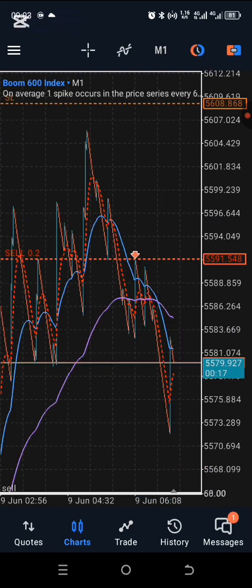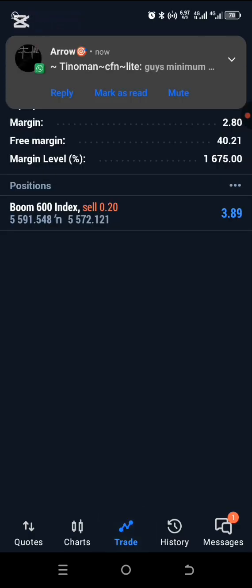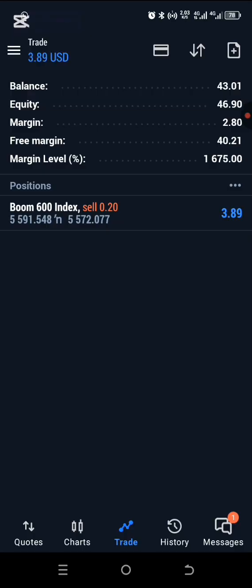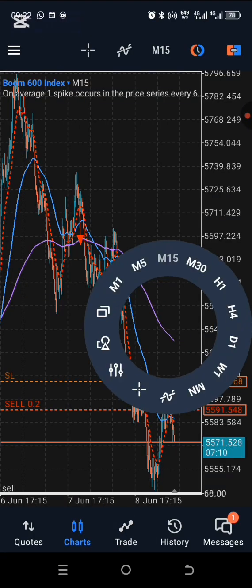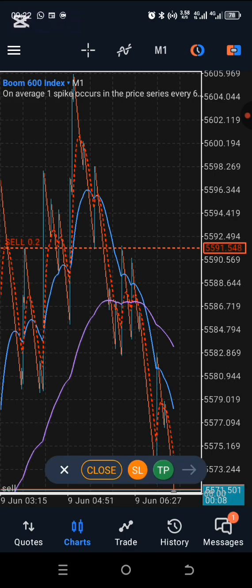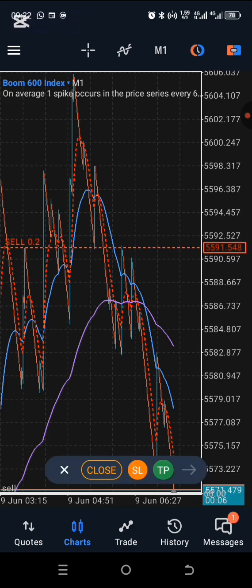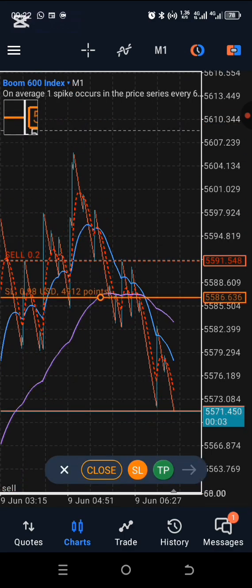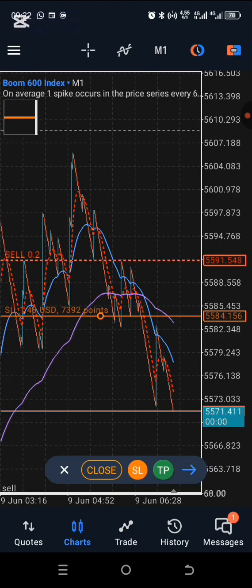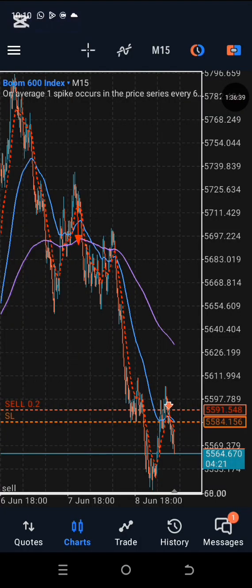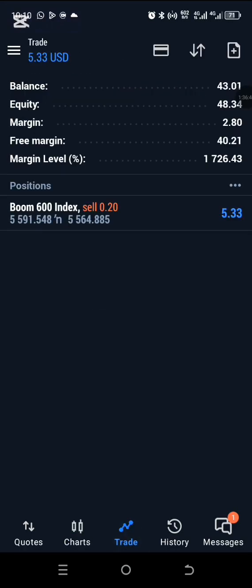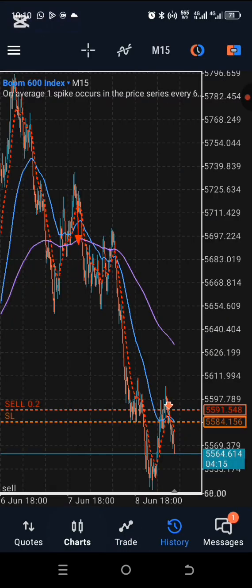As you can see over there, I entered right over there because of the 50 moving average that had been tested. And we're in almost $4 profit right now. Let's see if we'll be able to recover the losses on Boom 500. Let's adjust our stop loss and move it below, because whenever a trade goes into profit, I like to place the stop loss into profit, so that we don't lose that much money.